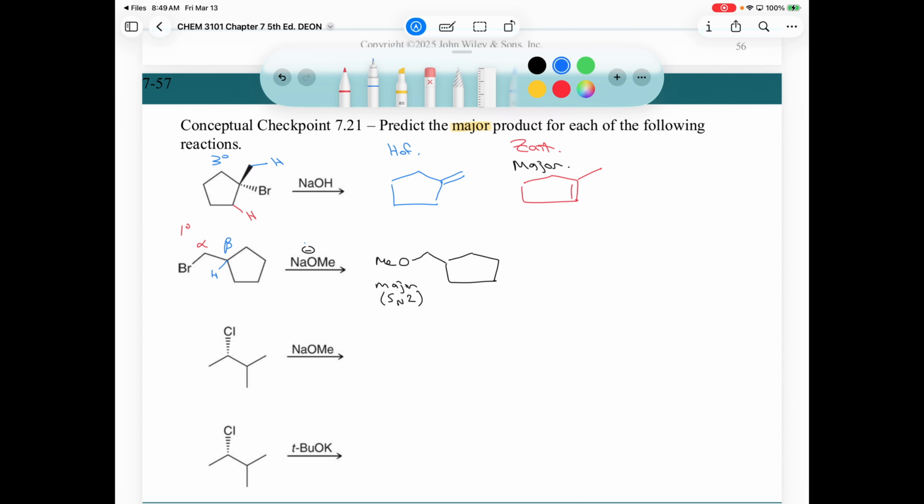So if it was acting as a base and doing the E2, it's going to abstract this, form the pi bond, and you're going to lose the bromine as a bromide. And thus you would end up with this. We call this an exocyclic alkene. Okay? It's an alkene leaving the ring like that. So that would be the minor product. So we'll put here minor, and this would be the E2.